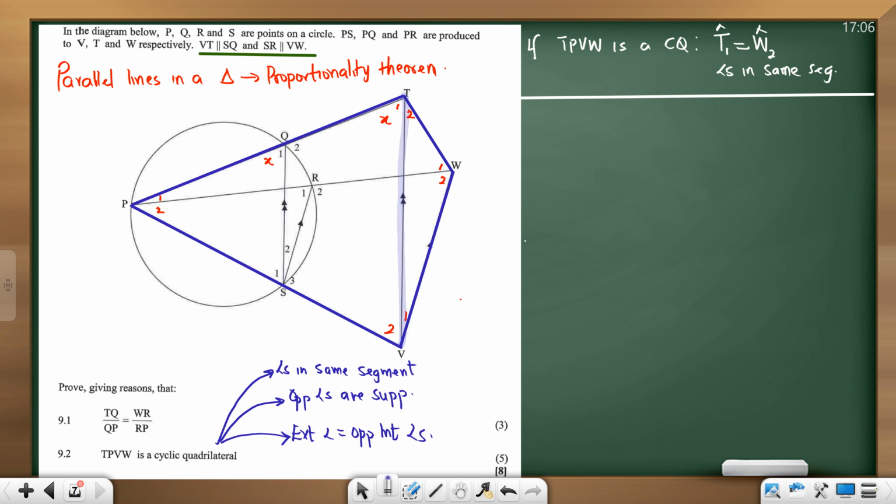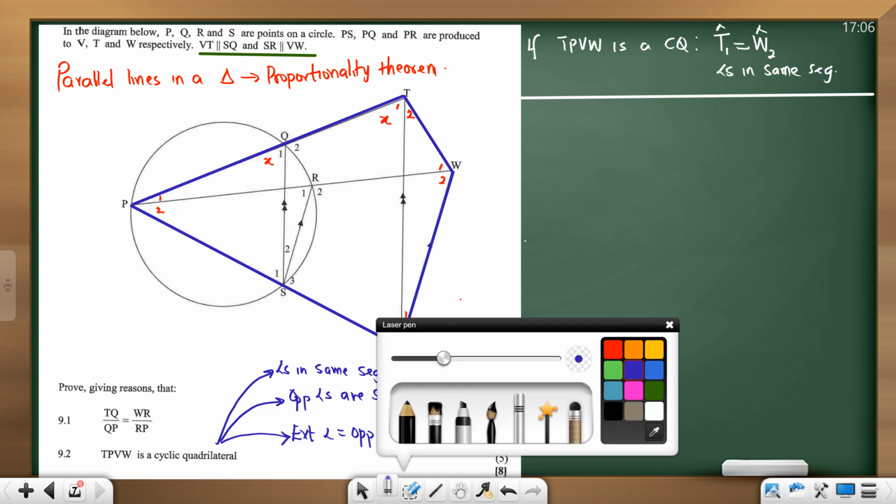Next. And then W2 is equal to R1. What's your reason? Corresponding angles again. Okay. Then what would you do after that? Now, the main link, you left it. Let's go. You got T1 is equal to Q1, right? Now focus on Q1. What is Q1 equal to? Grade 11 theorem.